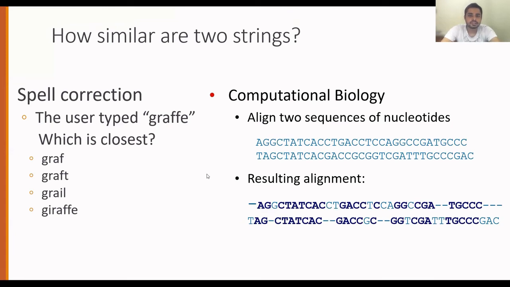Much of natural language processing is concerned with measuring how similar two strings are. For example, in spelling correction, the user typed some erroneous string, let's say graffe, and we want to know what the user meant. The user probably intended a word that is similar to graffe. Among candidate similar words, the word giraffe, which differs by only one letter from graffe, seems intuitively to be more similar than, say, grail or graf, which differ in more letters.